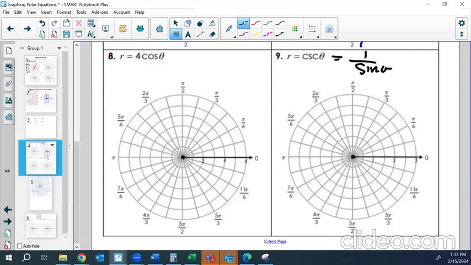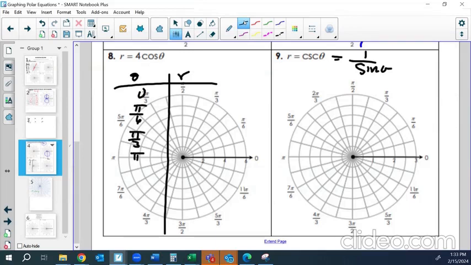So I'm going to draw my T table here. That's my angle, and that's my r. And I'm just going to pick angles around the circle. So we're going to start out with 0, pi over 6, pi over 3, pi over 2, pi, and then we have, sorry, I missed two of them.